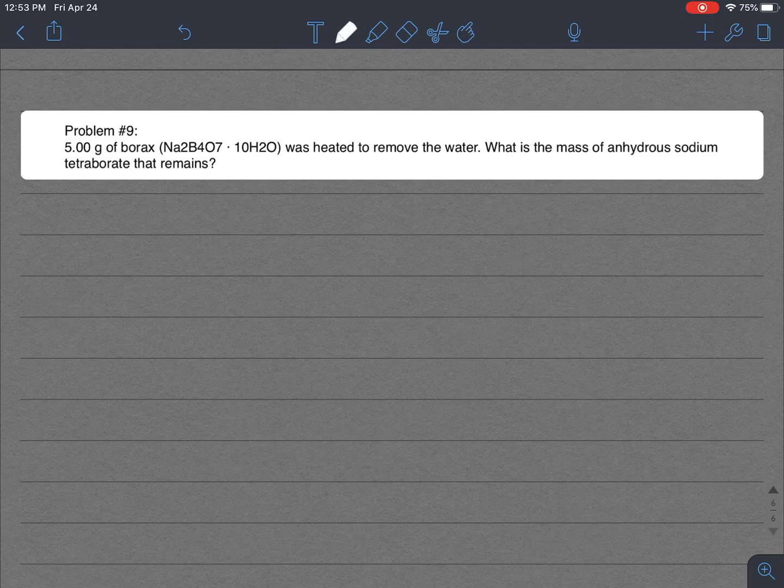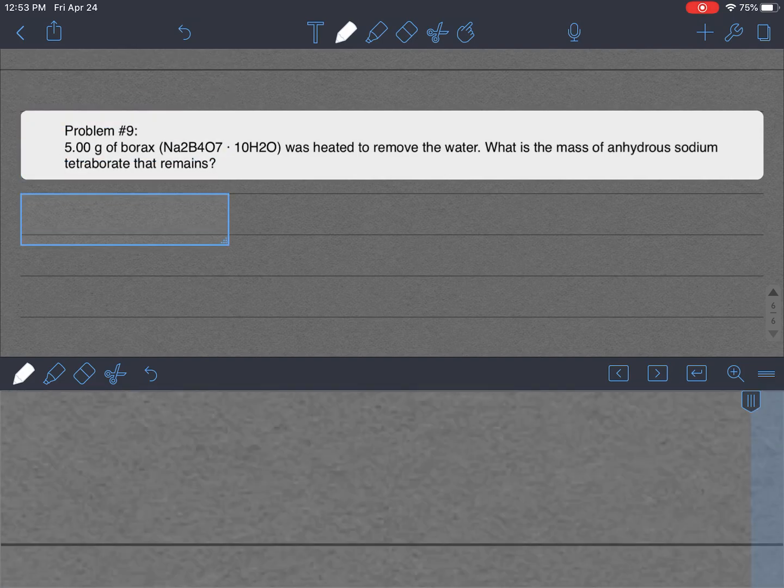We could calculate out the molar mass of the sodium tetraborate and the molar mass of the 10 waters, and we could add that together. If we know the total mass of 1 mole of that sample, we could figure out what is the percent composition of the sodium tetraborate. If we know the percent composition, we can multiply that times the 5 grams. All right, I know that might not be translating well to those of you who are more visual learners, so let me go ahead and walk you through that process.